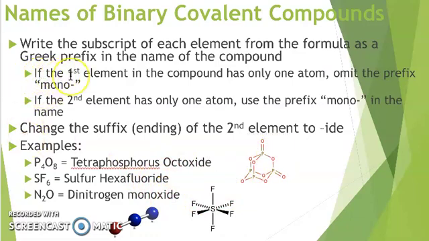A couple things, if you have the first element, if there's only one of them, you don't have to put mono. So like this second example here, SF6, I just have 1 sulfur. I don't have to say monosulfur. I can just write sulfur. If I have one of the second element, like here, N2O, I do have to put mono here just in case. But for my first element, if there's only one of them, like the sulfur here, I don't have to put mono. If the second element has only one atom, you have to use the mono in the name. So here are examples of both of those taking place. N2O, dinitrogen monoxide, SF6, sulfur hexafluoride.